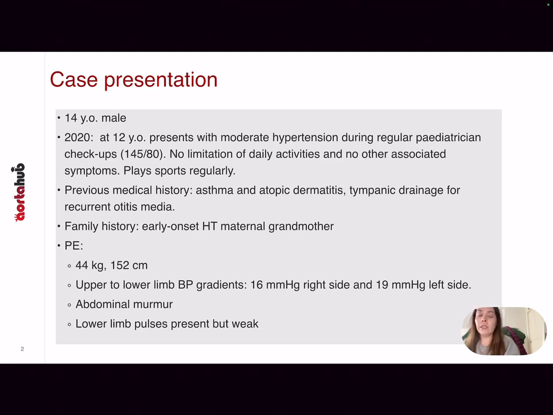On physical examination, he did not show any marfanoid features. His somatic growth was normal for his age. He was found to have blood pressure gradients from upper to lower limb and an abdominal murmur that irradiated to his left hypochondrium. His lower limb pulses were present, although weak.